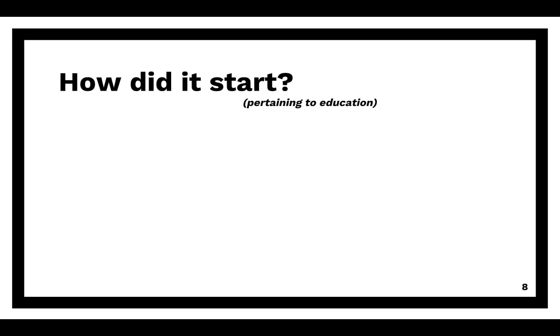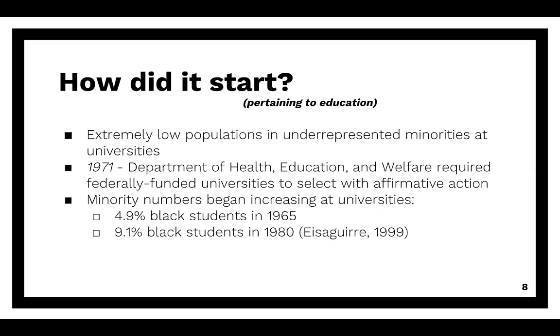So, what about pertaining to education? It really has to make you think back to Brown versus Board of Education, which outlawed segregation for particularly elementary, middle, and high schools. However, at colleges, there was still low minority recruitment throughout, especially for underrepresented minorities. So in 1971, the Department of Health, Education, and Welfare required that all universities that are federally funded have affirmative action. This ultimately resulted in minority numbers beginning to increase. There were only about 5% of Black students in 1965 and 9% of Black students in 1980. And this was the same thing for many other underrepresented minorities and minorities as well.